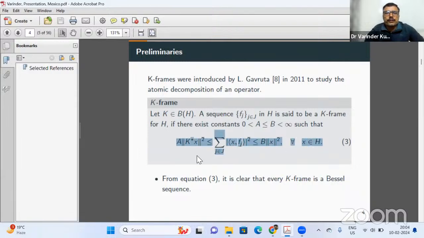If you notice carefully, in a frame and a K frame, the left-hand part of this inequality changes, and we use the range of operator K star. So this K plays an important role in this. And from this inequality, we can easily observe that if you have a sequence which is a K frame, then the right-hand inequality automatically holds, and this K frame becomes a Bessel sequence. So every K frame is a Bessel sequence automatically.